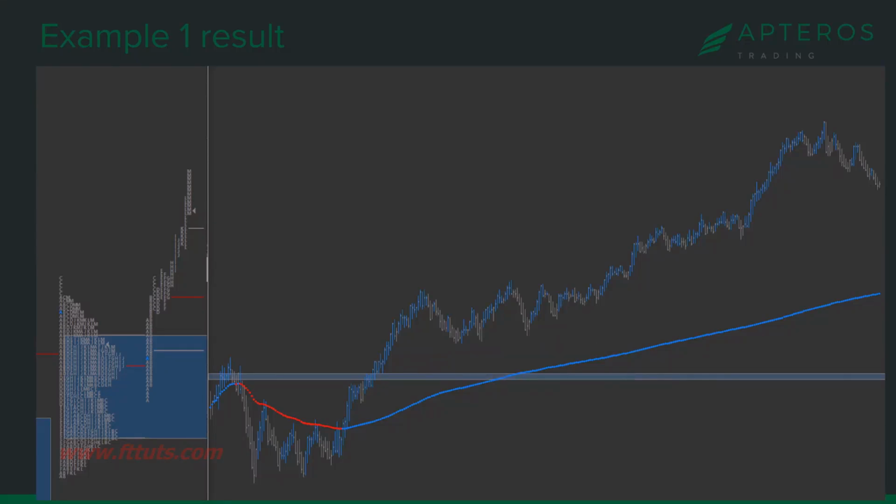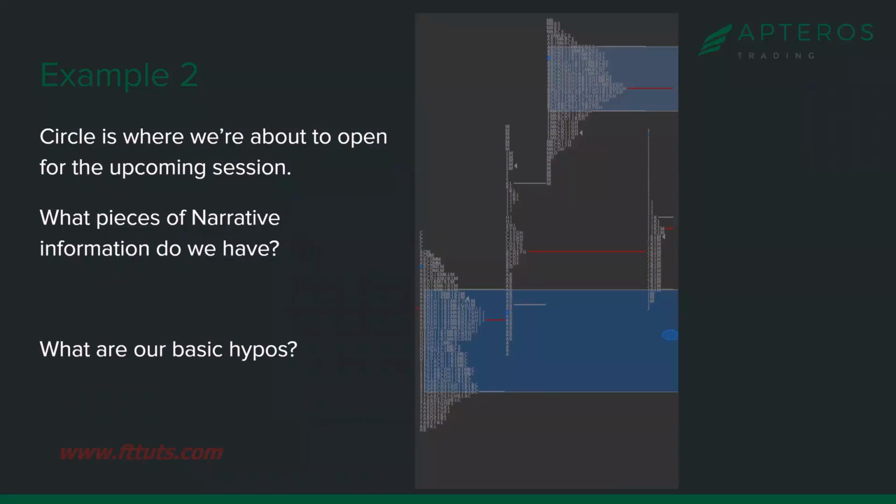Okay, one real example. Example 2, I'm going to ask for hypos. Well, first I'm going to ask a question. So not hypos yet. Hang with me. The circle is where we're about to open. What pieces of narrative information do we have? What's the story unfolding? What do we got?